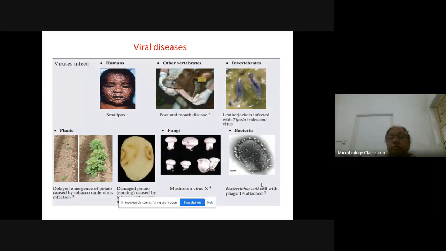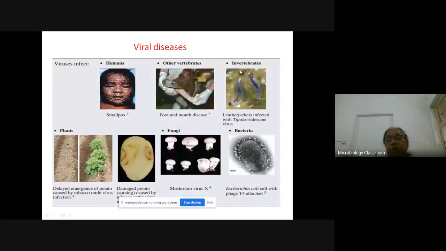So over here, I have a picture of viral diseases in front of you. We are dealing with the point of viral diseases. These are the viruses that infect human beings. This is smallpox, a disease caused by the smallpox virus. So the virus is harmful, and these are the harmful effects of viruses. In vertebrates, foot and mouth disease. Foot and mouth disease in case of the vertebrates.